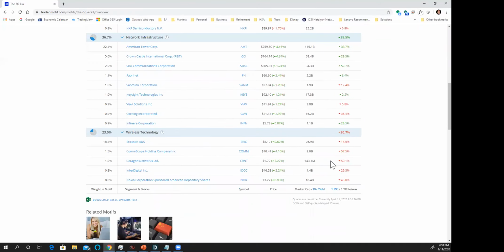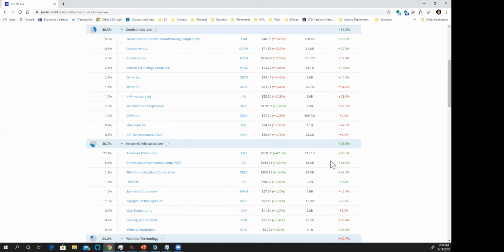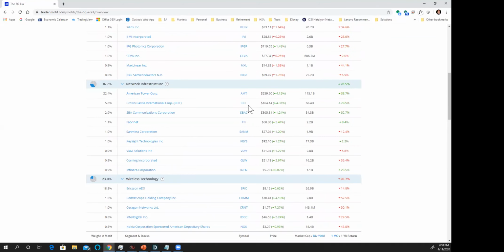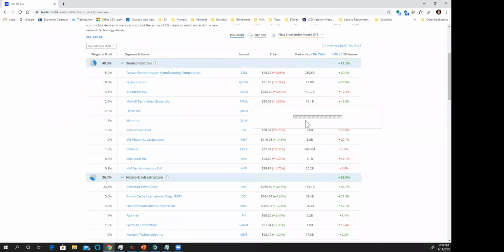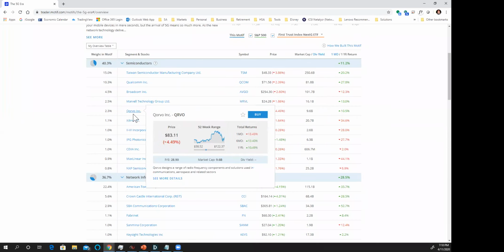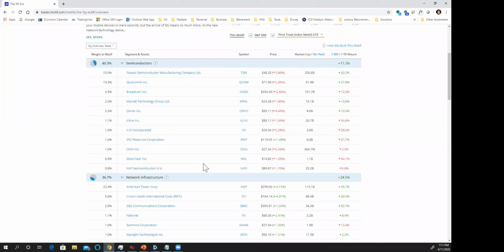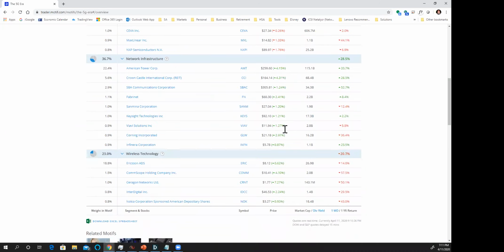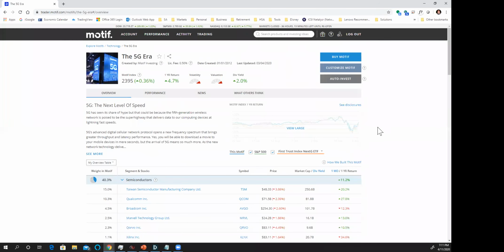Or if you think, you know what, I like this motif, but I do not want to be so diversified. I only want to pick a few of them. I've traded TSM before. I've given some recommendations to my friends on TSM. We made some money on this. Qualcomm is good, Qorvo is good. So I said, let me only pick like 10 of them. You can make your own custom motif with 10 of them and put it into your own basket. So it's a very useful tool.